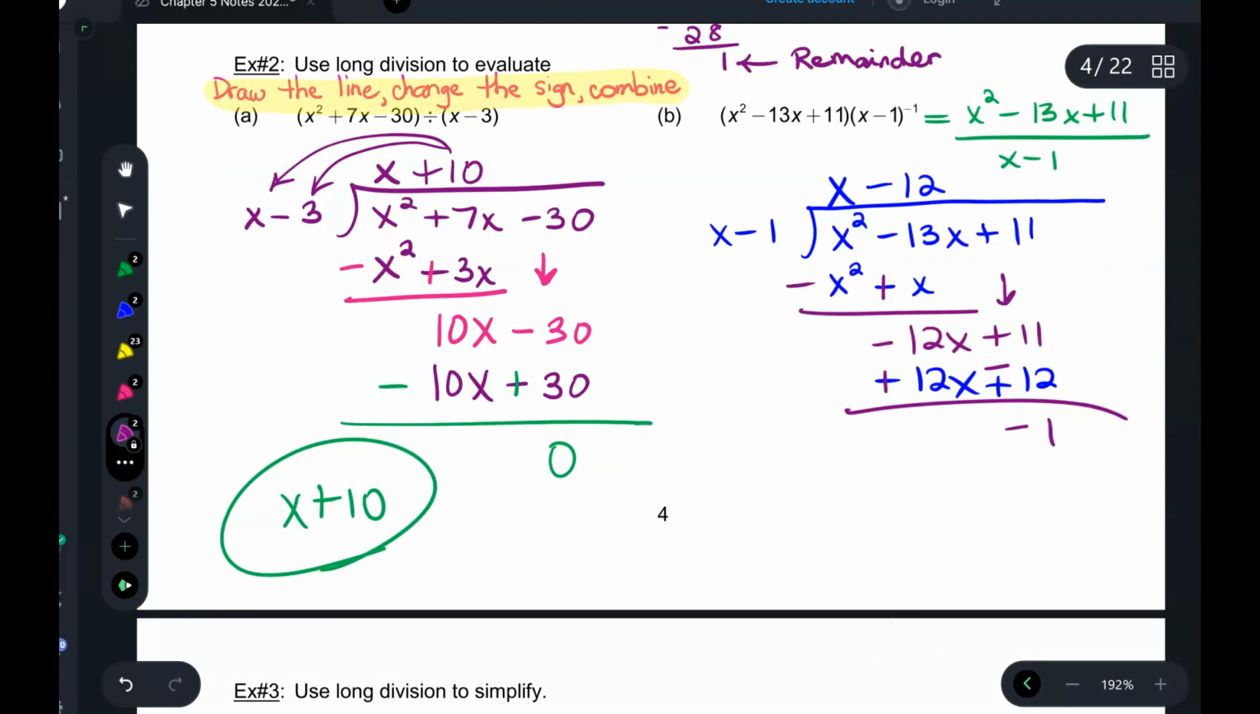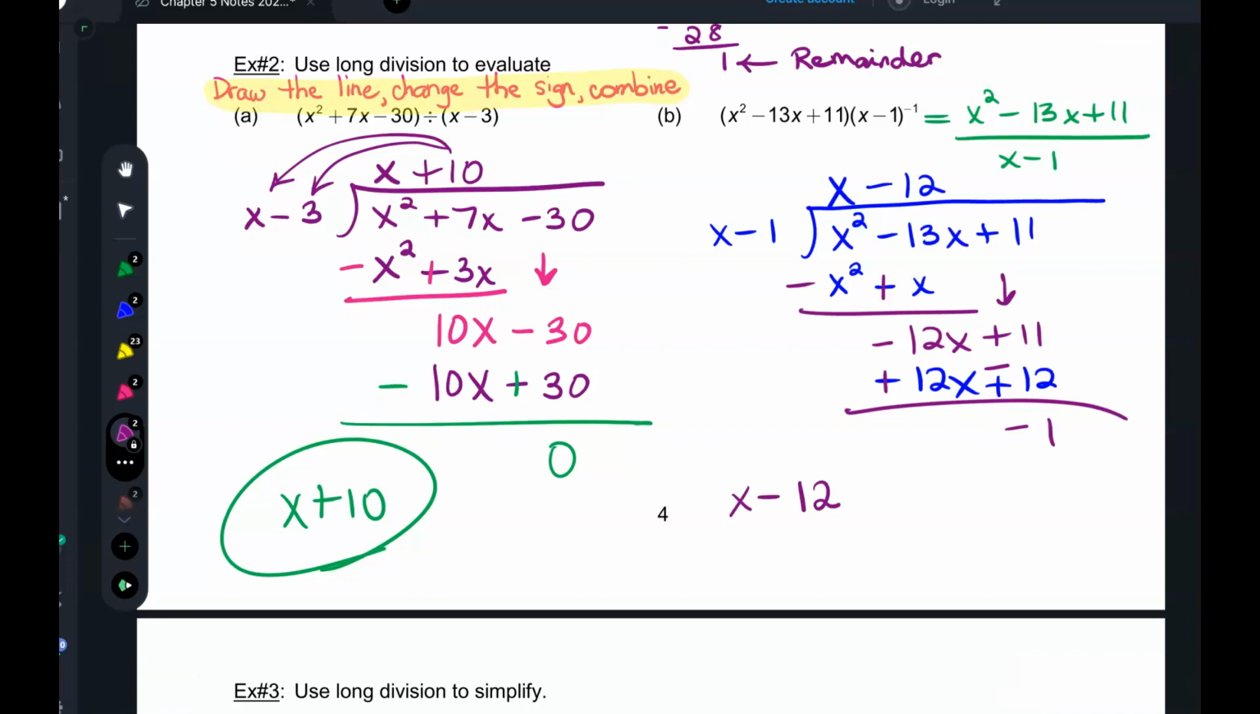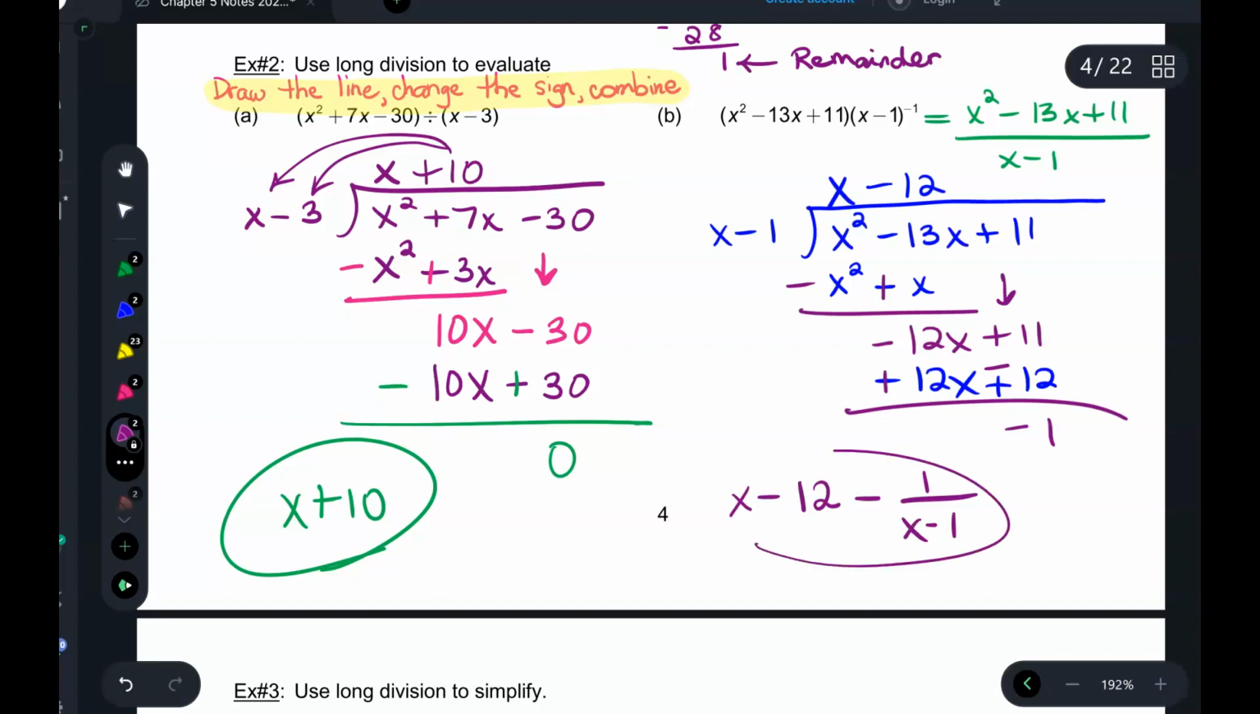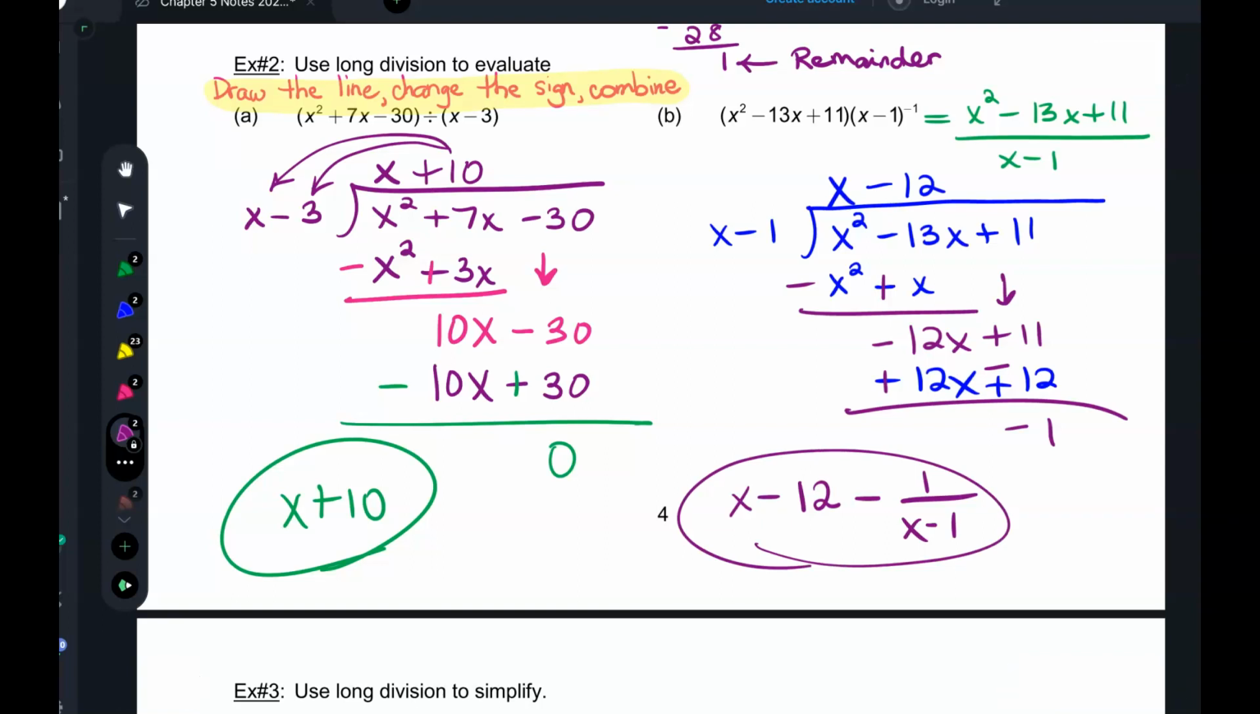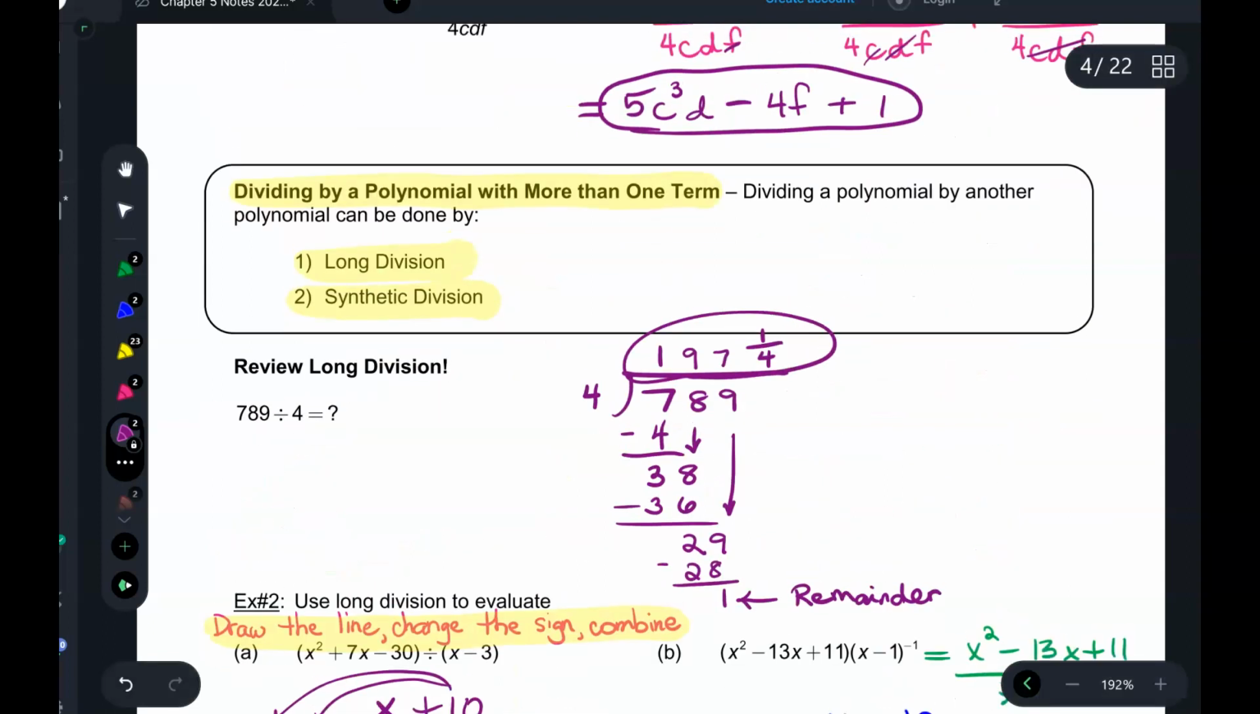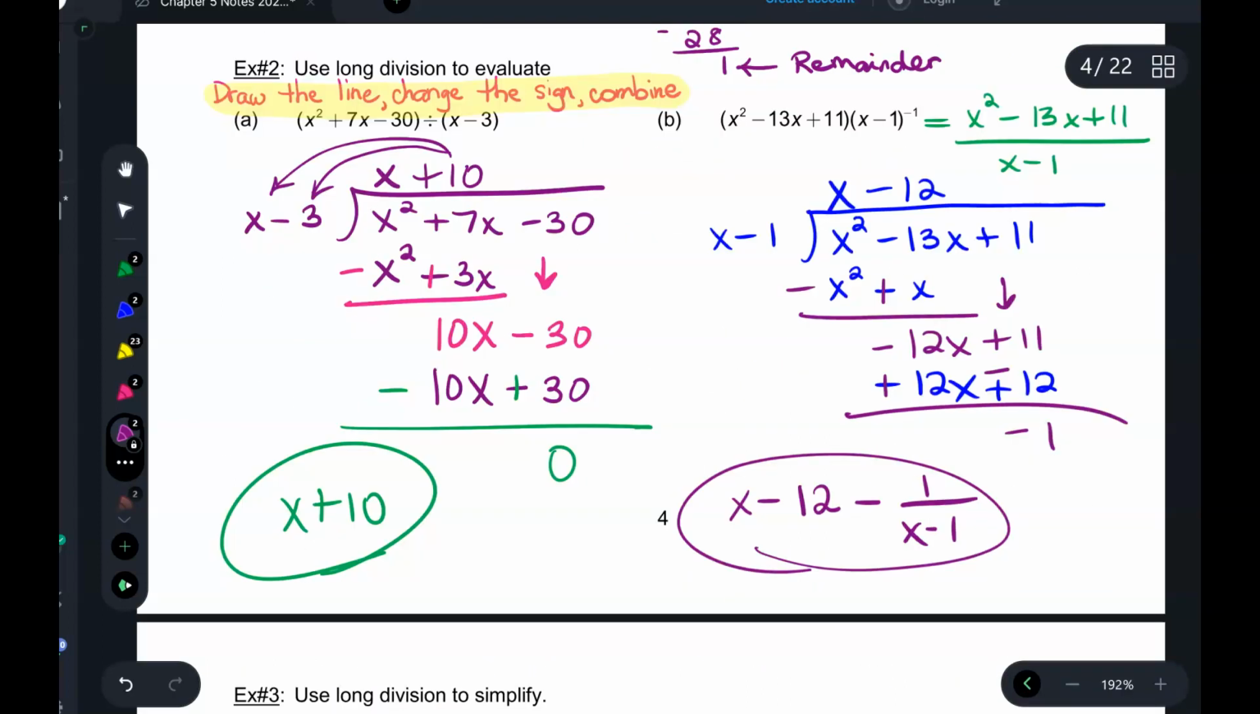So my answer is going to be x minus 12 minus 1 over, what did we divide by? X minus 1. So when we have a remainder, we're simply going to put the remainder on the top over what we were dividing by. Remember back when we did this one? What did I put the remainder over? What we were dividing by. Same idea.